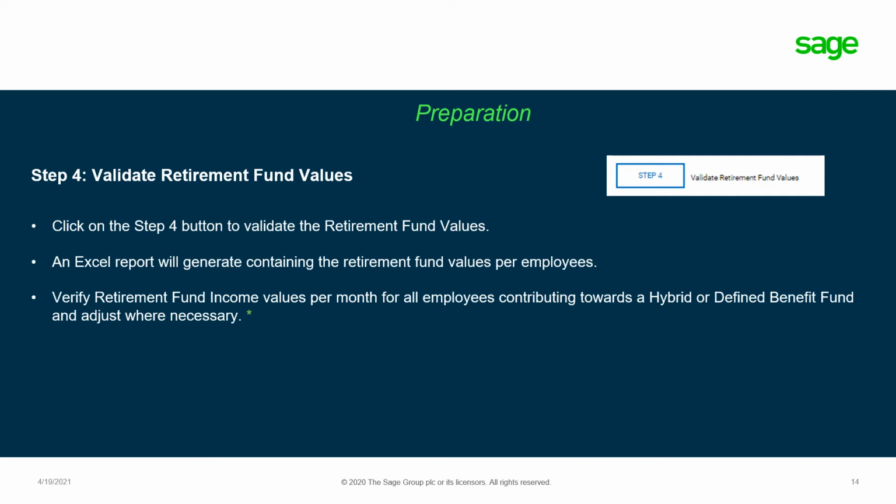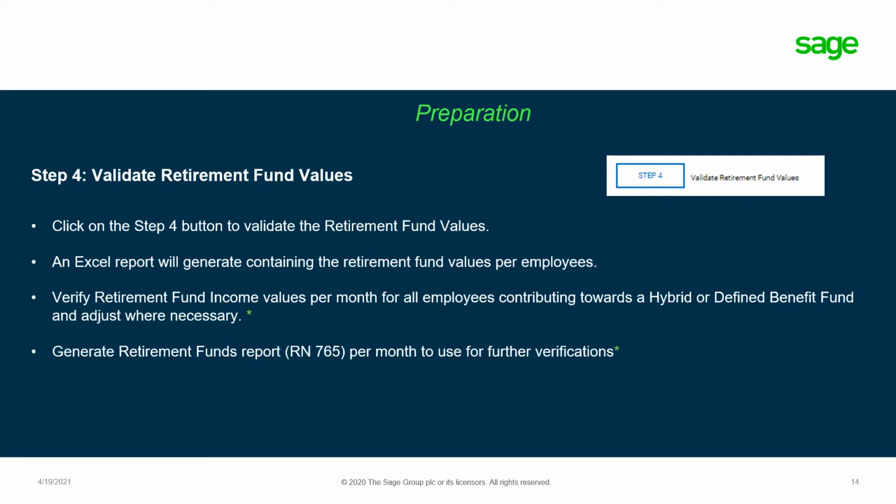Verify retirement fund income values per month for all employees contributing towards a hybrid or defined benefit fund and adjust where necessary. You will need to validate that the employee was linked to the correct fund and that the contribution values are correct.